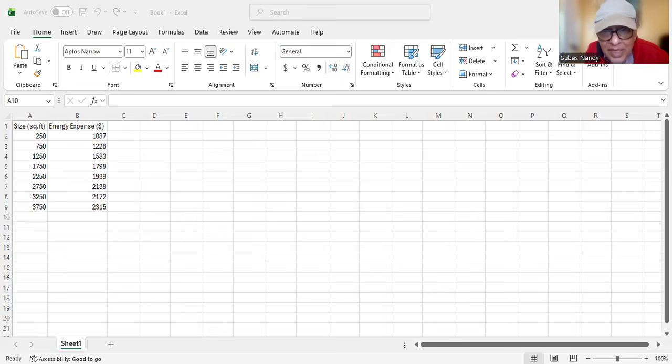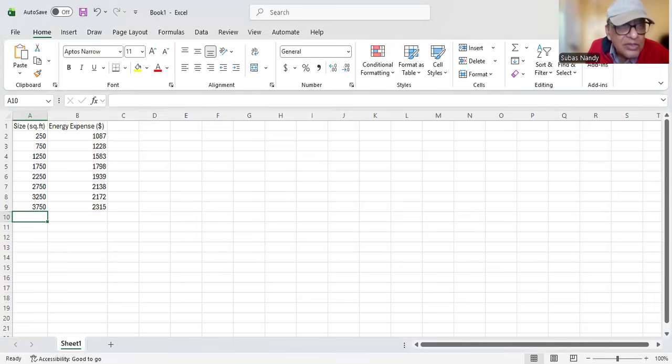Okay, so without further ado, I'll share my computer screen with you. This is basically an Excel screen. Okay, so this is my Excel screen, and my X variable or the independent variable is the square feet. This is sizes of houses, and Y, the dependent variable, is energy expense in dollar.